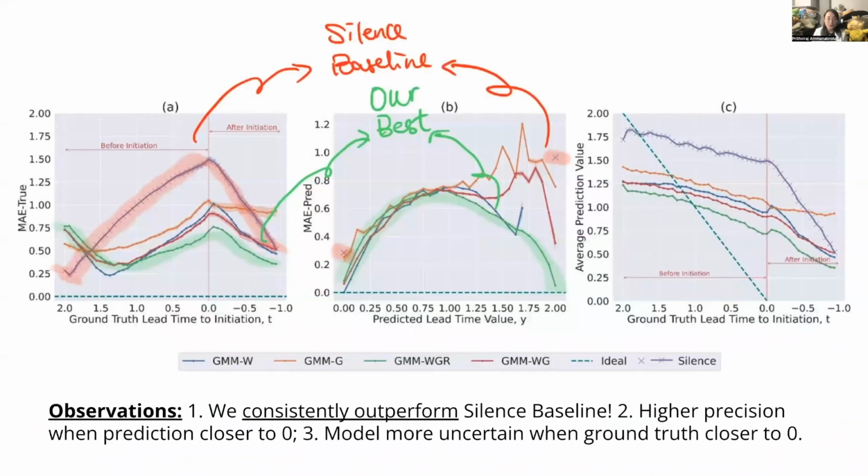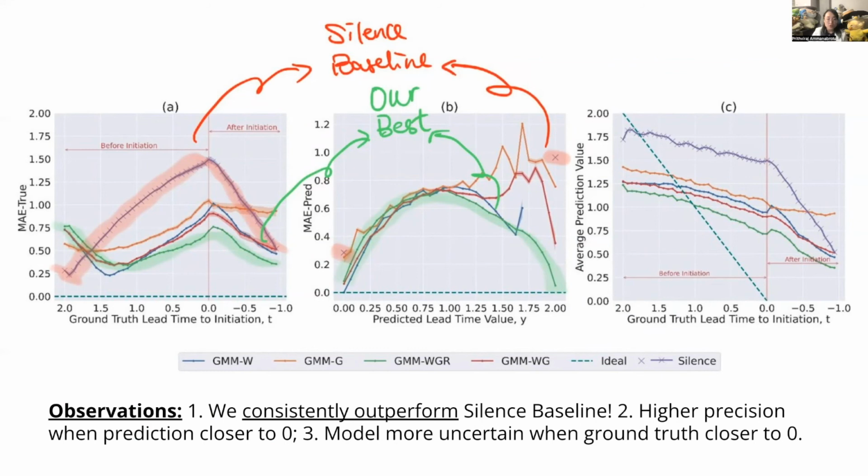Finally, here are our results. The first graph here is the ground truth tau versus MAE true. The second one is the predicted tau versus MAE pred. And the third one shows how average model predictions change as ground truth lead time changes. The silence baseline here only predicts initiations after 700 milliseconds of silence. Since we're measuring errors, lower is better. Our best model consistently outperforms the silence baseline.